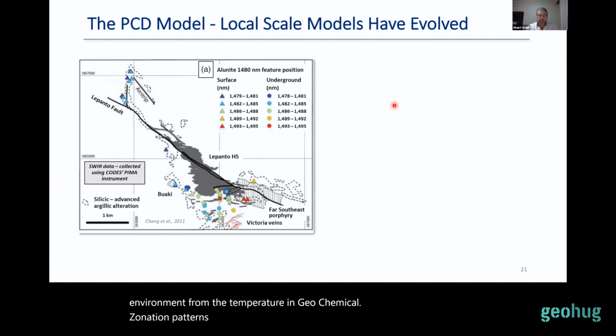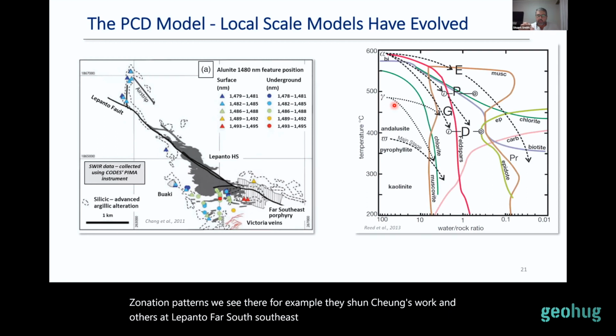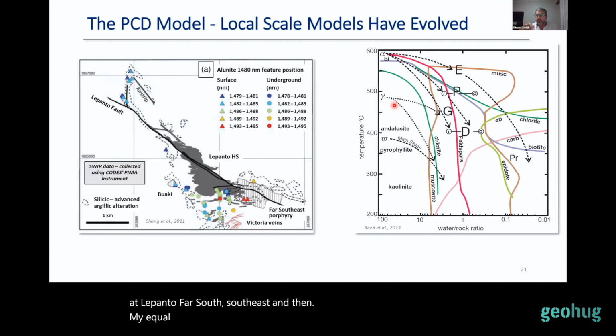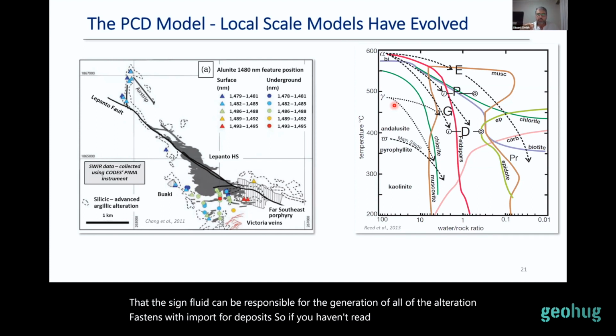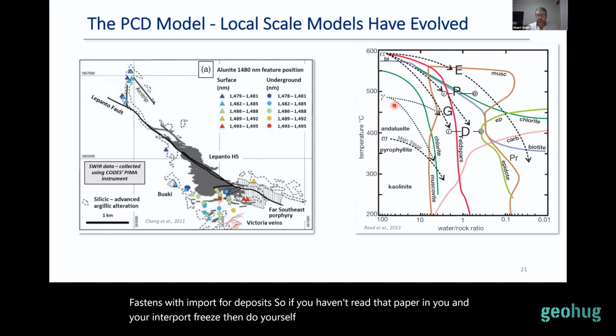For example, Xiaoshan Chang's work and others at Lepanto, far southeast. And then my equal favourite phase diagram from the really important work of Reed et al. at Butte, that showed us that the same fluid can be responsible for the generation of all the alteration facies we see in porphyry deposits. So if you haven't read that paper and you're into porphyries, then do yourself a favour and spend the weekend reading it, because it's a really seminal paper, and again, I don't think it's necessarily as widely known as it should be.